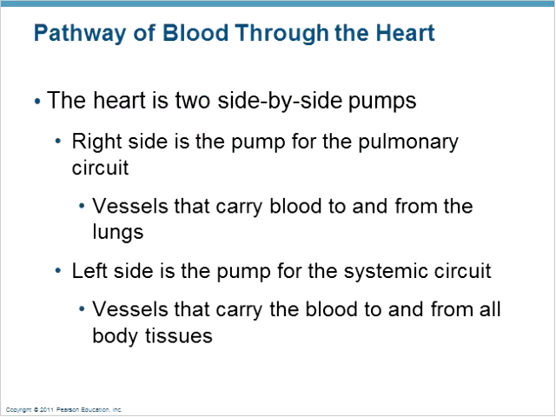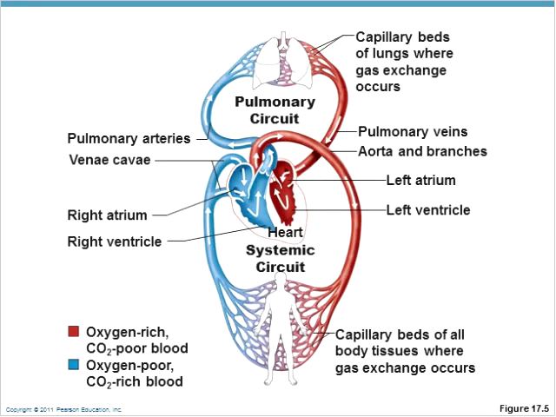The heart is really two side-by-side pumps, the right and left side. The right side is the pump for the pulmonary circuit, and the left side is the pump for the rest of the body, the systemic circuit. The right side are the vessels that carry blood to and from the lungs, and the left side are the vessels that carry blood to and from the body tissues. And here's kind of how it works.